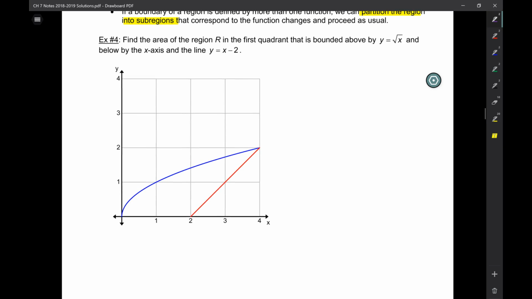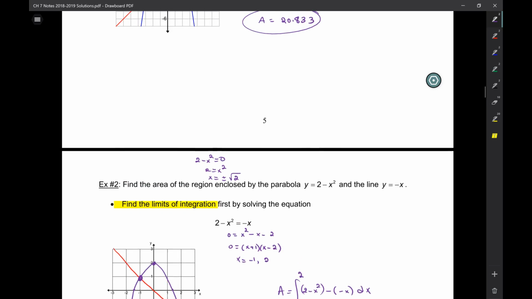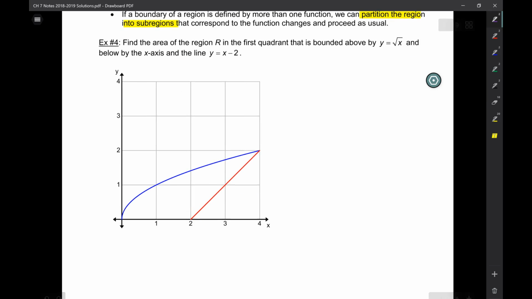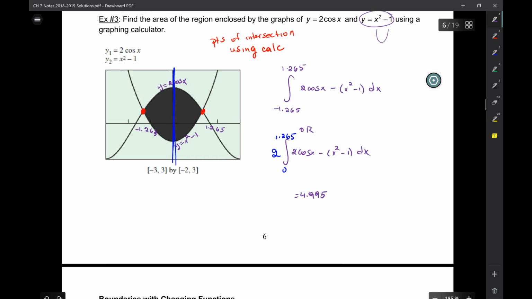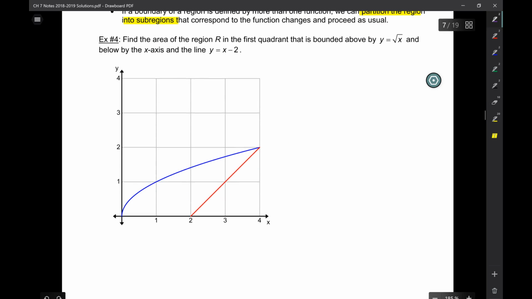It says find the area of the region R, and I don't think we've encountered the region R before. Most of the time in calculus, like 99% of the time, the region which you want to find the area of is always given the symbol R. So here, instead of saying shaded region, it's R, okay? So find the area of region R in the first quadrant, and we all know what the first quadrant is, right?